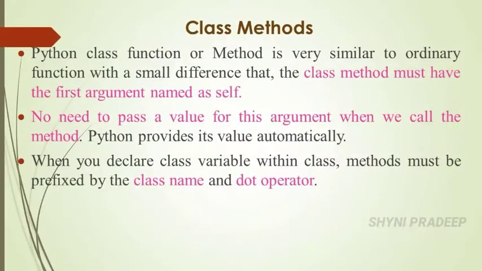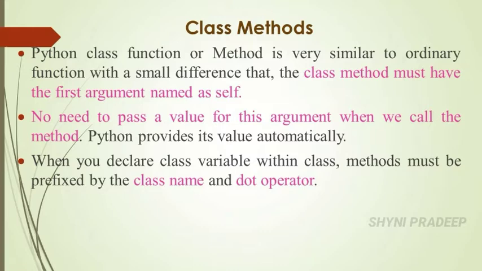Next topic is class methods. Methods is also known as functions, member functions. Okay. This Python class function or method is very similar to ordinary function. But the difference is the class function must have the first argument named as self. You don't need to pass value for this argument when you are calling this method because Python provides its value automatically. And when you declare a class variable within the class, methods must be prefixed by the class name and dot operator. Okay. So when you are declaring a class variable within the class, the function should be prefixed by the class name and dot operator.